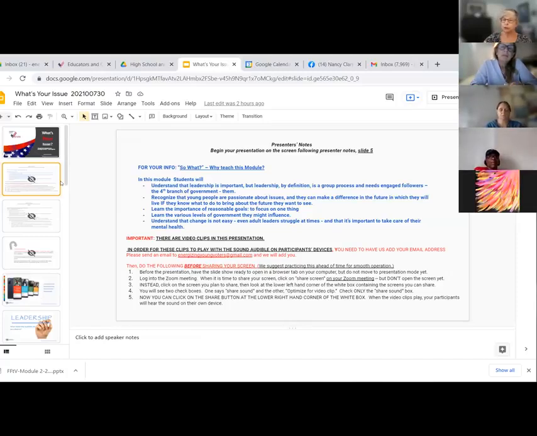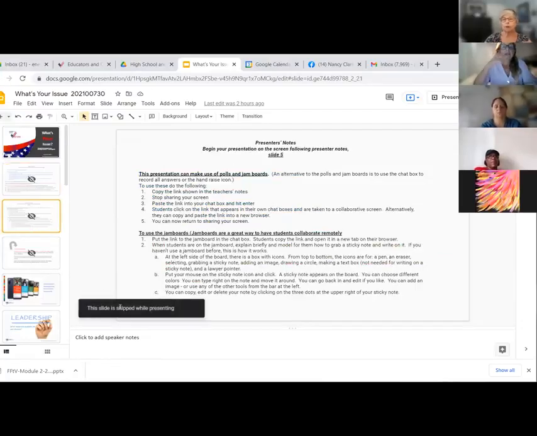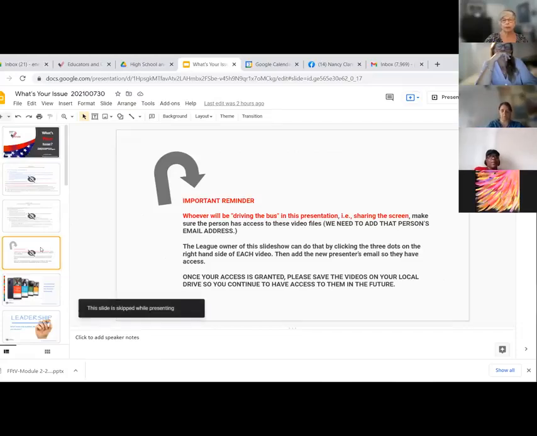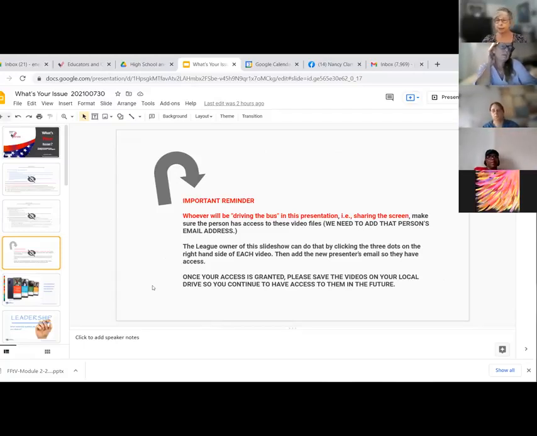Also, when you start to share your screen, you're going to have to make some changes in the settings on the screen so the sound can be heard. That's that one. This one contains directions for how you can use polls and Jamboards. And then this one is an important reminder that you have to contact us if you want to use the video clips and have the person hear the sound. You can hear the sound fine if you're listening to it yourself, but the person at the other end won't be able to hear it.